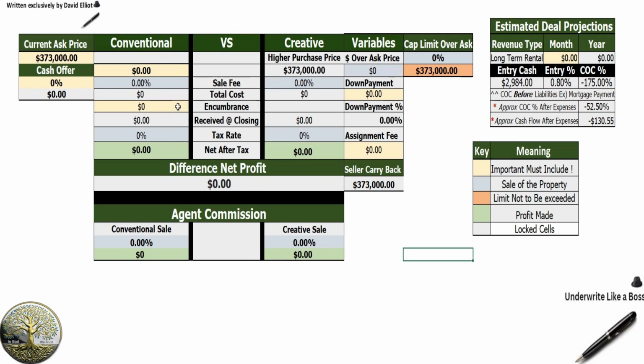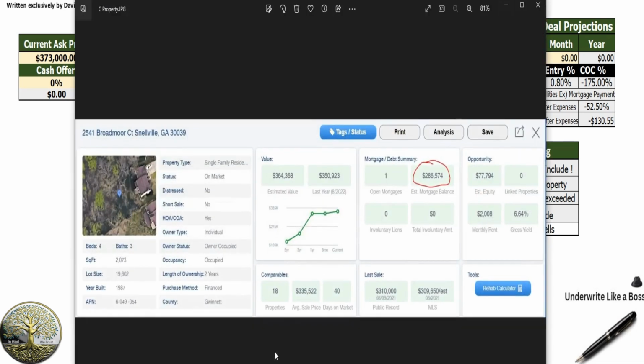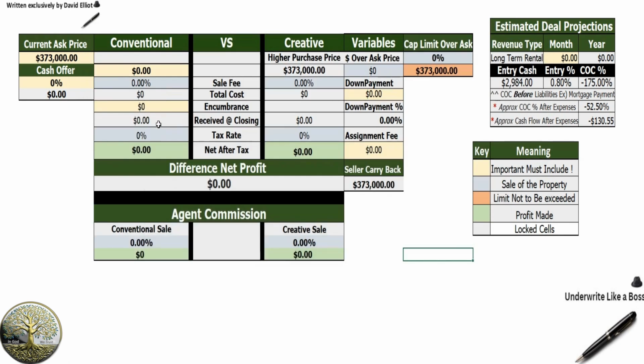We're going to take a look at the encumbrance right now. I actually do have that pulled up from PropStream, and here it is on your screen. Now this was pulled up earlier. The encumbrance is going to be around $286. So now this is going to be your estimate. We're going to go back to the creative calculator and put in $287. Let's round it up.